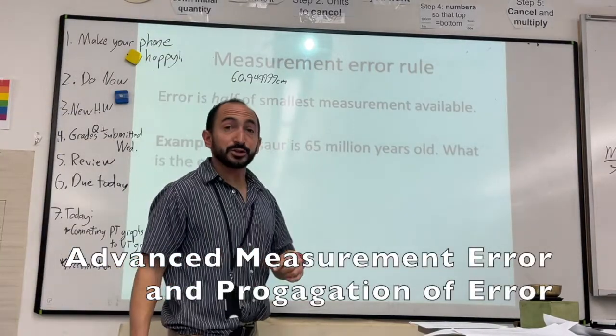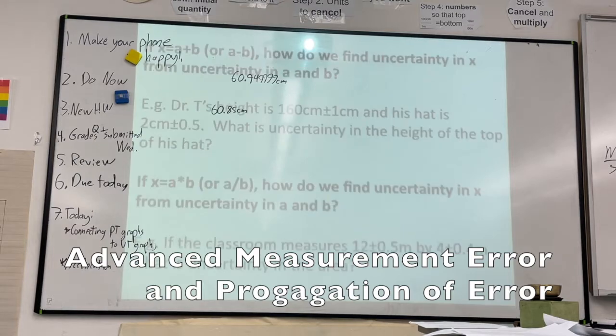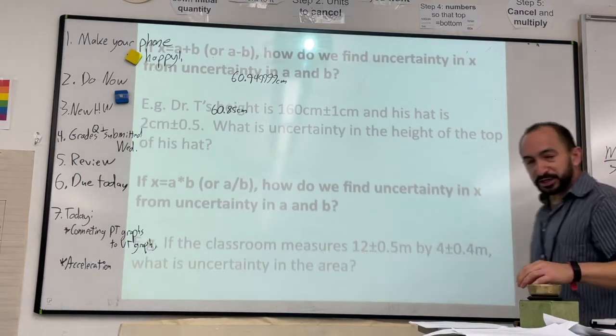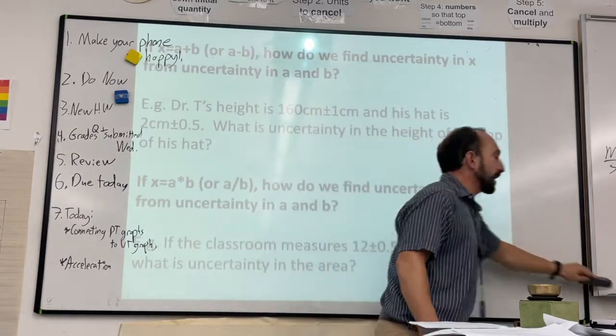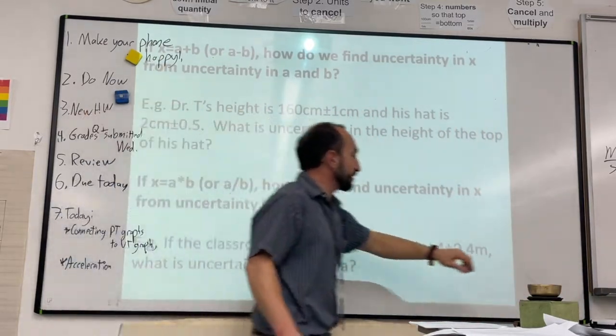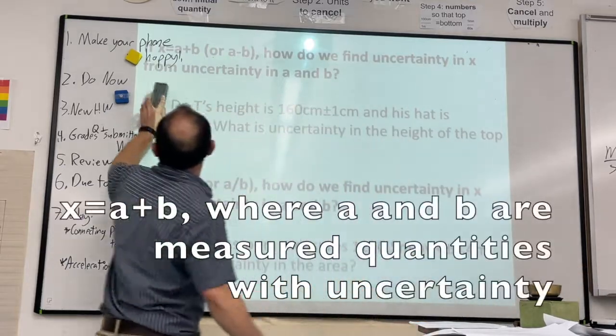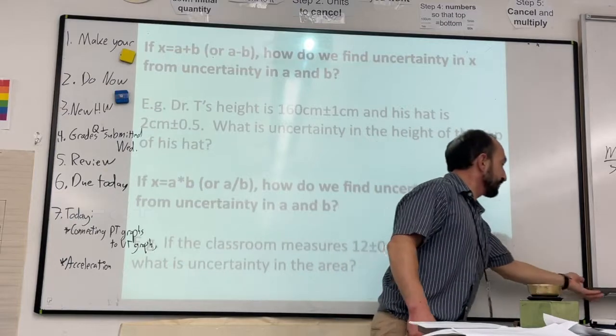Okay, continuing on to advanced measurement error. So basically, this comes out of calculated quantities. Suppose I have to add two quantities together that I measure to get a quantity I'm interested in. So say x equals a plus b or a minus b.